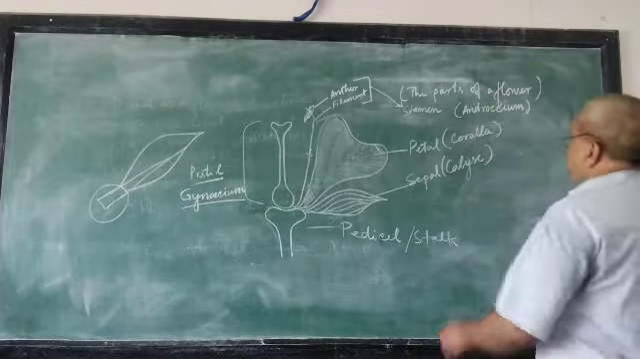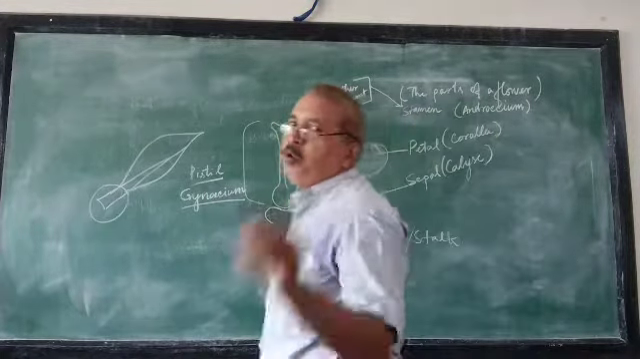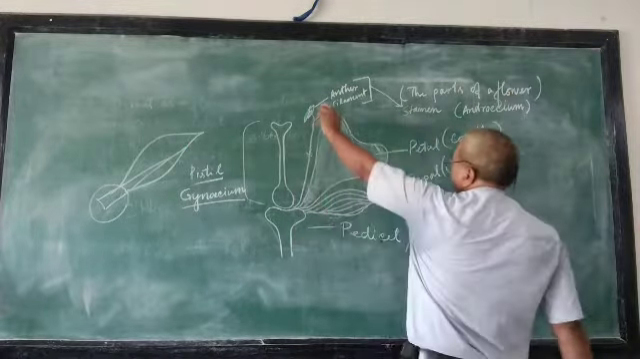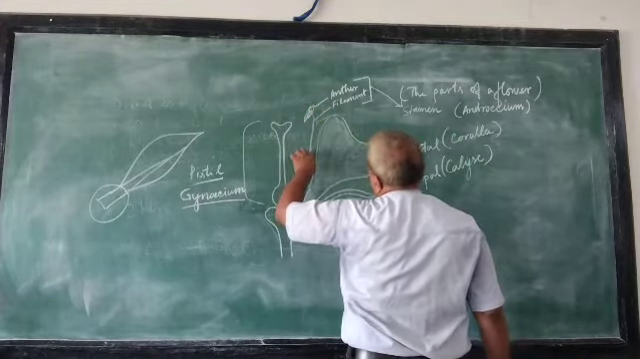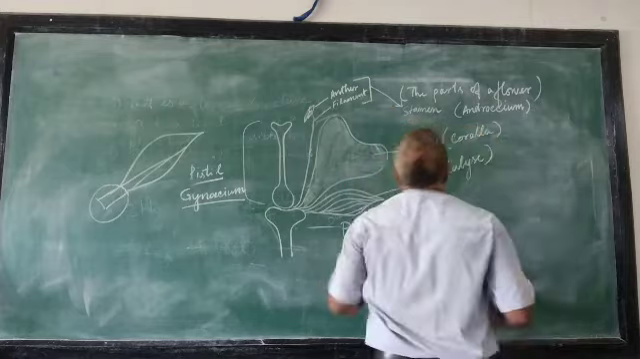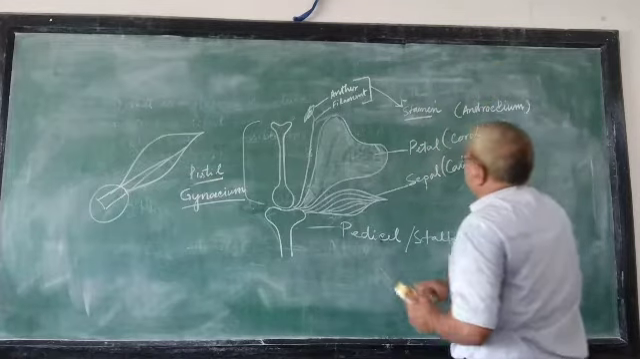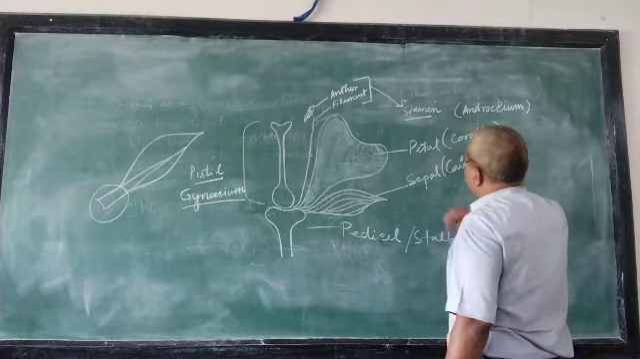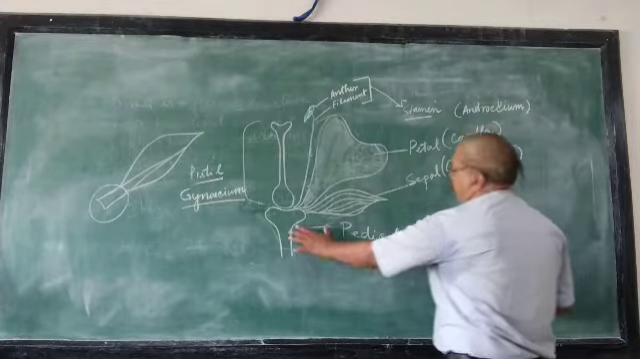So, this stamen has two parts. At the top, it has a lobe-like structure, and this is known as anther. And this lobe-like structure rests on a filamentous or thread-like structure known as filament. Together, anther and filament make the stamen, right? Clear? So this one is the first part, this one is the second part. This is the base, the part that attaches.